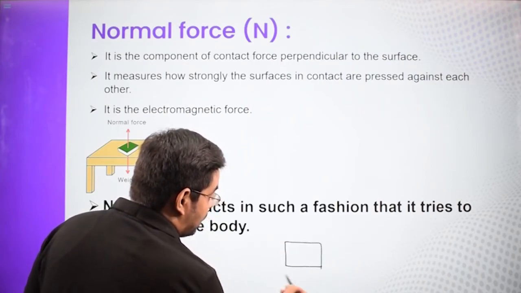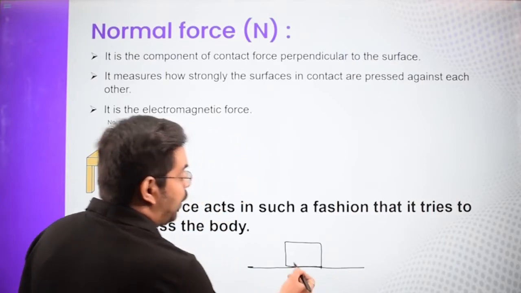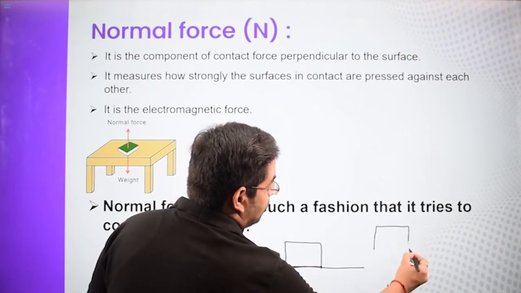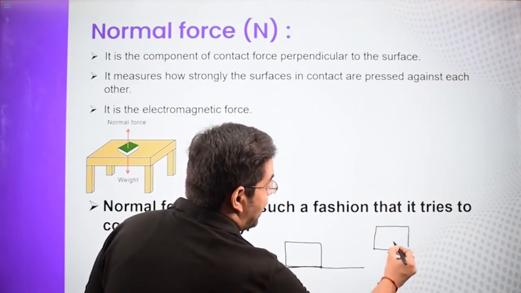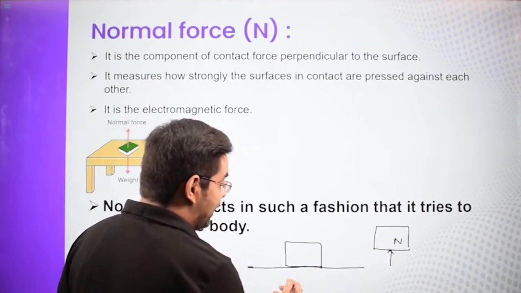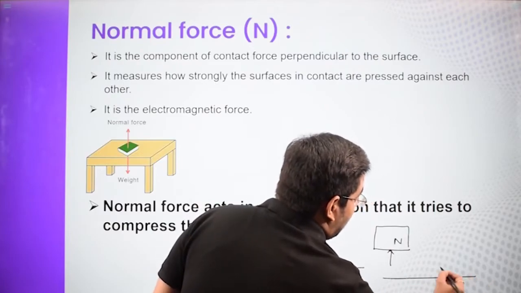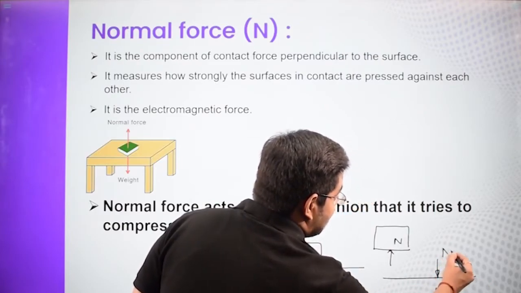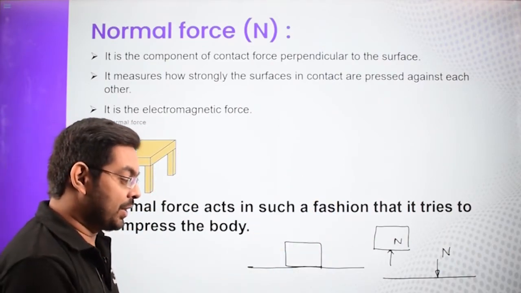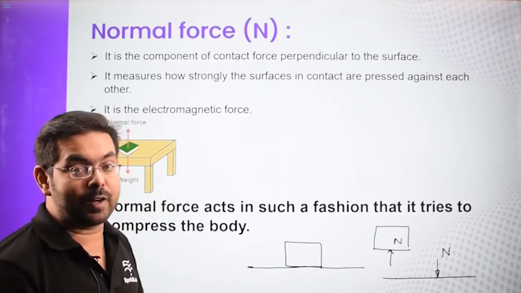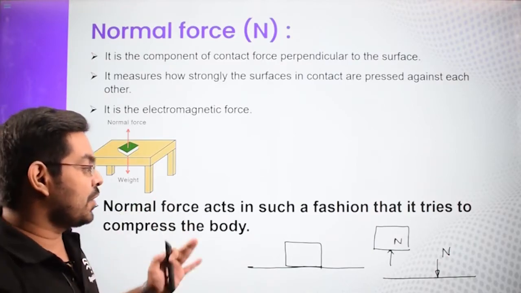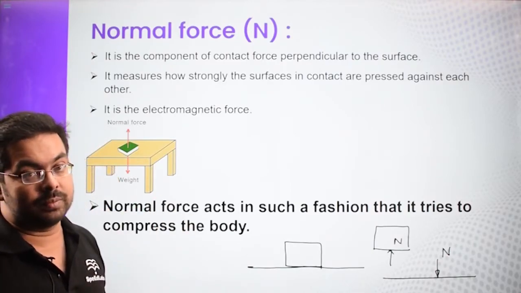If I again draw a platform and a block, you will see that on the block the normal force acts in the upward direction and it is trying to press the body. Similarly, on the platform the same normal acts in the downward direction and it is trying to press the platform downwards. So normal force acts in such a fashion that it tries to compress the body.